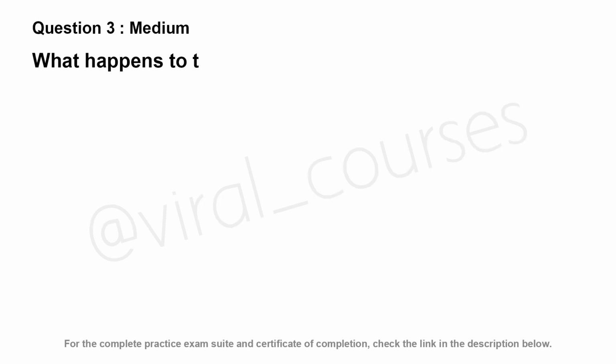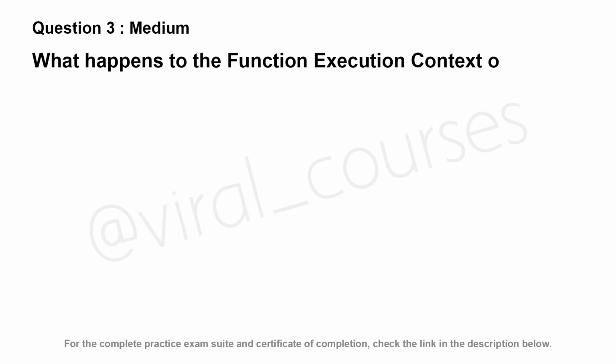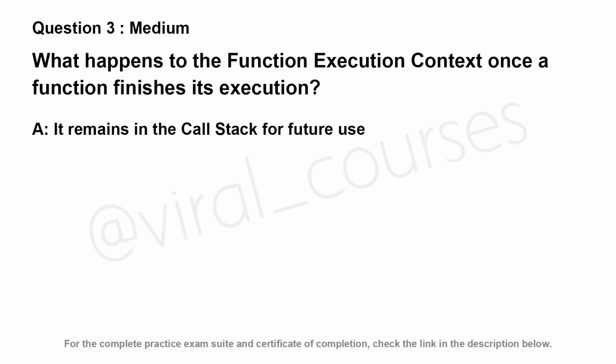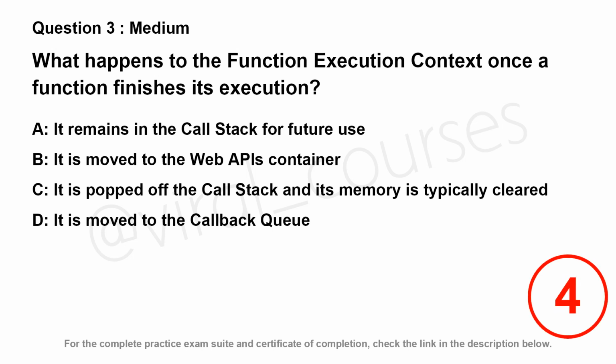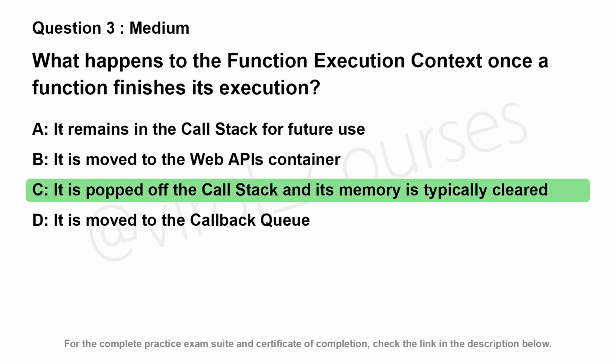What happens to the function execution context once a function finishes its execution? Option A, it remains in the call stack for future use. Option B, it is moved to the Web APIs container. Option C, it is popped off the call stack and its memory is typically cleared. Option D, it is moved to the callback queue. The correct answer is C.